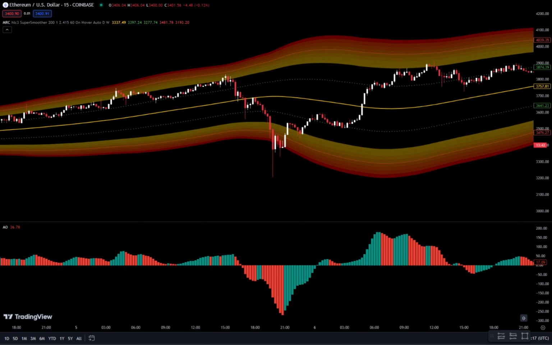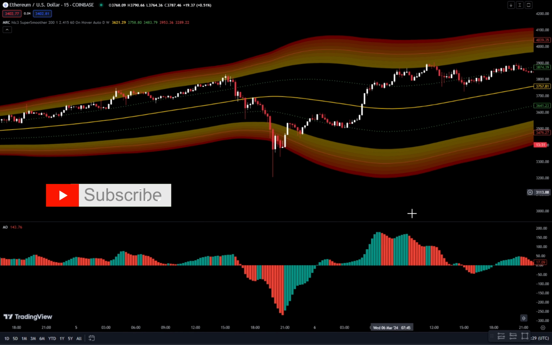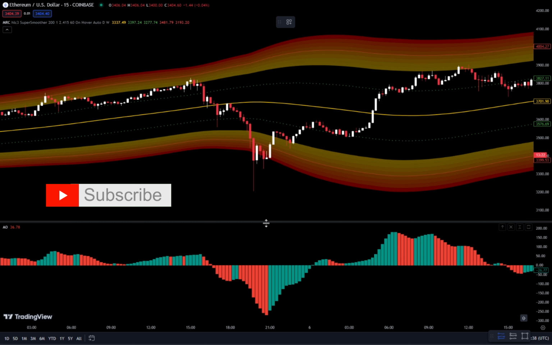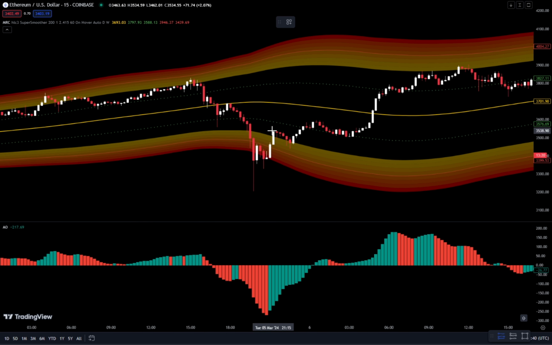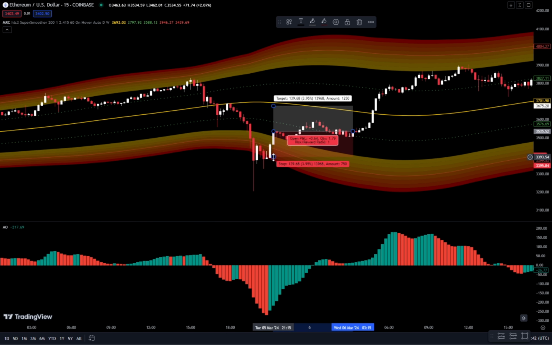Okay, now let's talk about how to actually trade with these indicators. When the price dips below the lower red line of the mean reversion channel, we wait for it to pop back above it. Then, when a bullish candle closes above the yellow ribbon and the Awesome Oscillator bar turns green, it's time to enter a buy position. Simple, right?